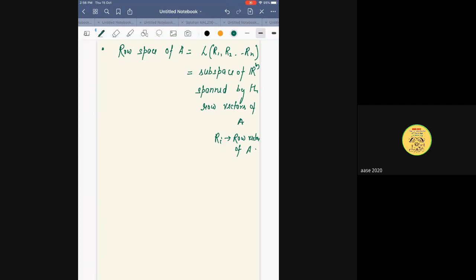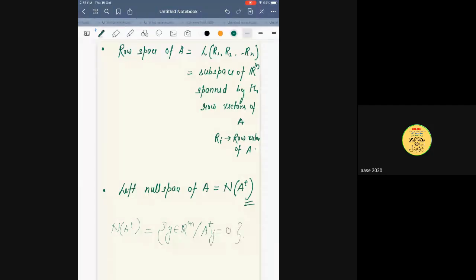Now the fourth fundamental subspace is the left null space of A, which is denoted by N of A transpose. By this notation, we can give the definition of the left null space. That means it is the null space of the transpose of the matrix A. So we can also define this as the set of y belonging to Rm such that A transpose y = 0.